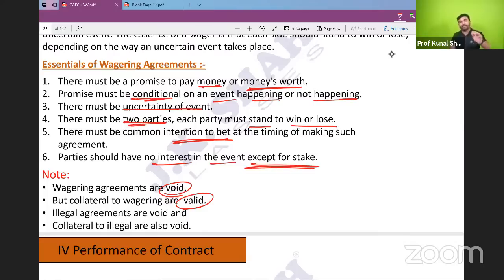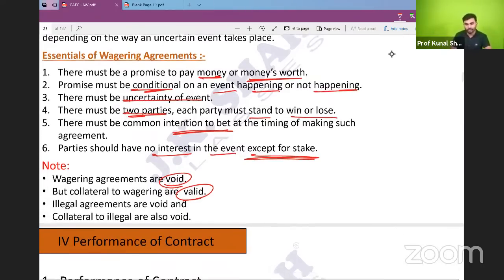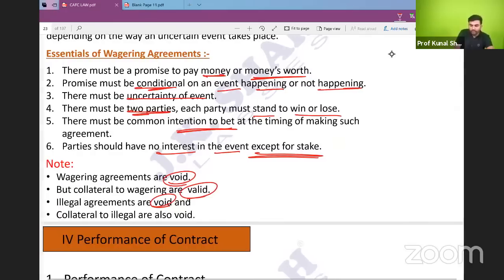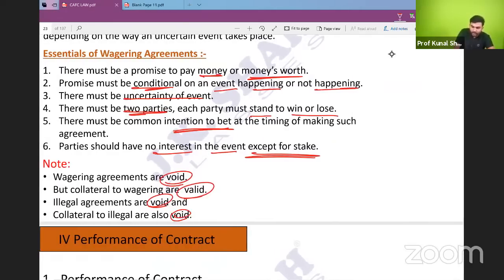So wagering agreements are void, but collateral to wagering are always and always valid. All illegal agreements are void. This we have already done in our yesterday's lecture. Illegal agreements are void, and collateral to illegal are also void. Anything which is illegal is always and always void. But anything which is collateral to illegal is also considered to be void. What is collateral? Related.